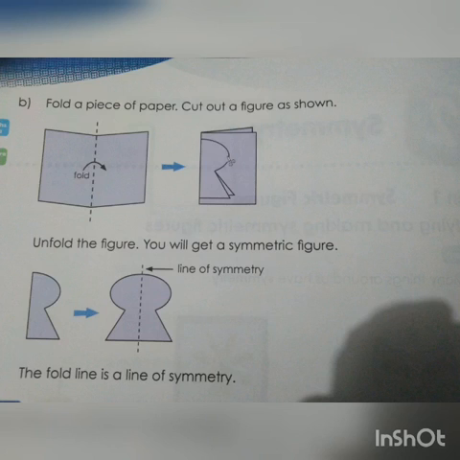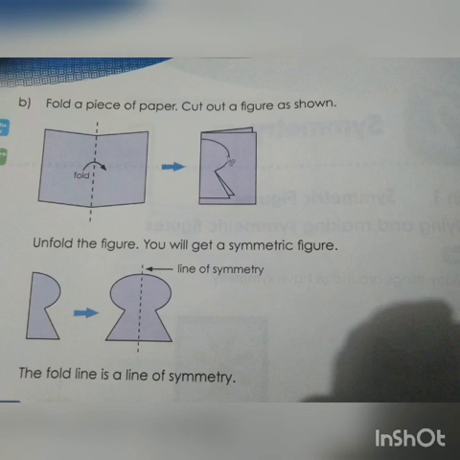Fold a piece of paper. Cut out a figure as shown. Take a rectangular shaped paper and fold it into two. After folding the paper into two equal parts, we have to draw an outline of R. After drawing an outline of R, we have to cut it into the particular shape of R. Then we will get a symmetric figure.